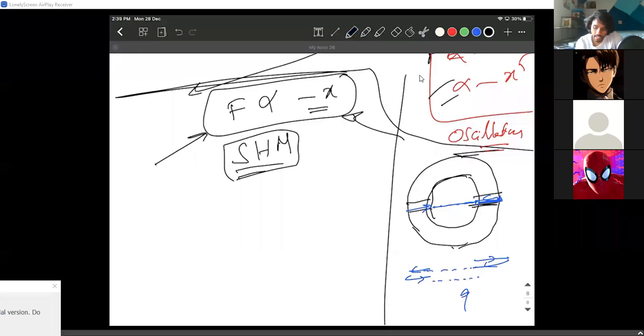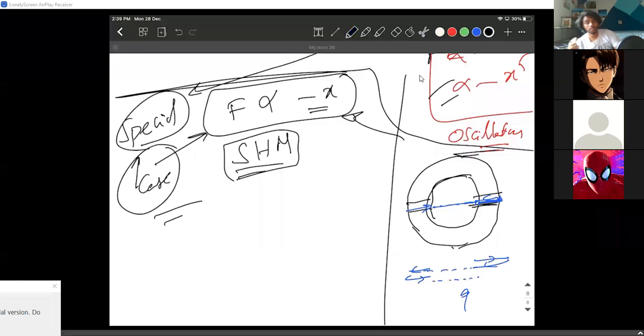But out of all the cases, this right here is a very special case, which brings a lot of interest into this topic. Just because we follow this equation, we get to see a lot of interesting things. So this is called a simple harmonic motion.